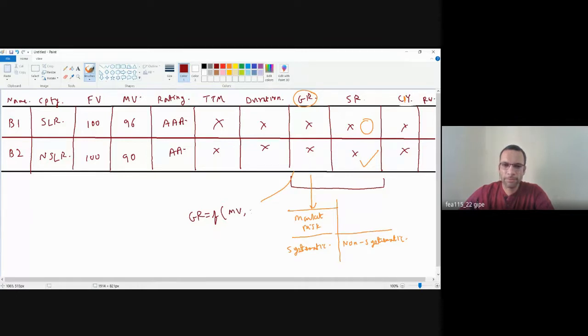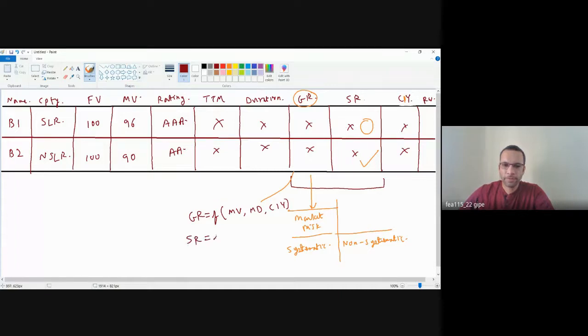So market value, modified duration, and assumed change in yield. Now, assumed change in yield is a function of your time to maturity. Depending on your time to maturity, the Basel guideline defines what will be the value for the assumed change in yield, CIY, and that is something which we use in the GR bit.